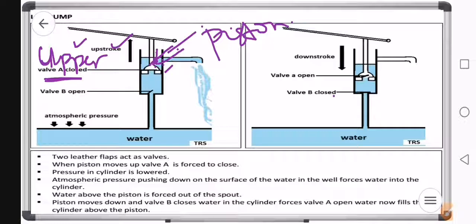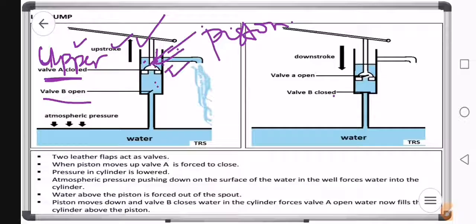So what happens is that during upstroke, this upper valve is closed. When it is closed, it makes sure that the water in this cylinder does not go back into this cylinder, to avoid the backflow of the water. Okay?